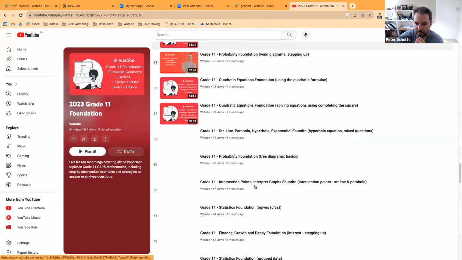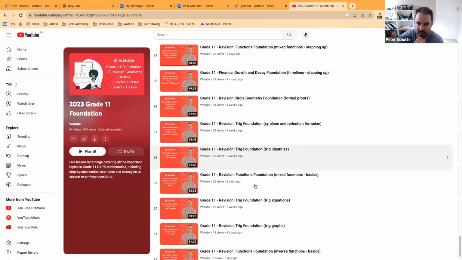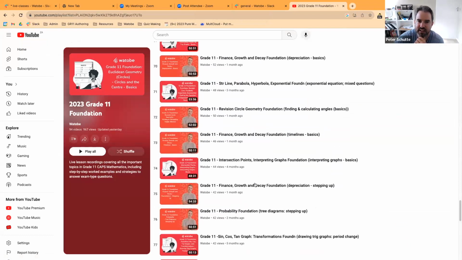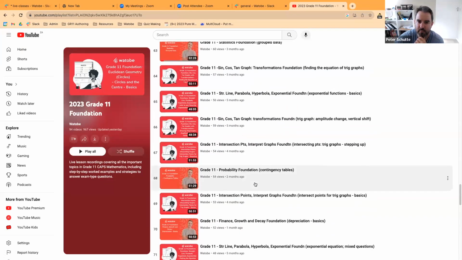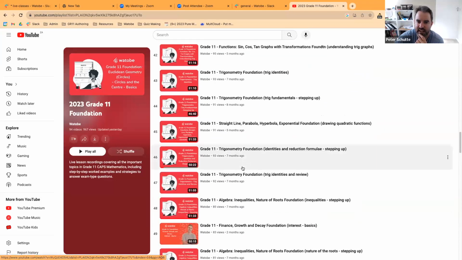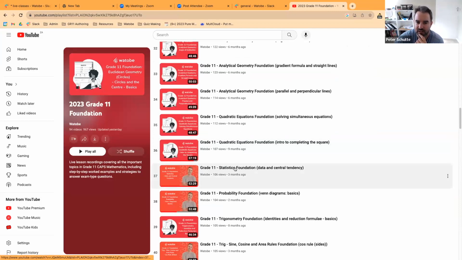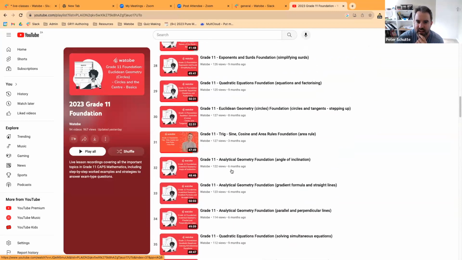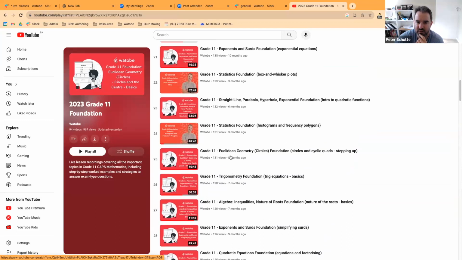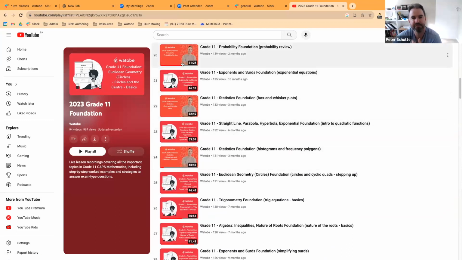And you can look up, say, for example, you want statistics, right? Let's have a look here if we can find some. Okay, this is all the revision stuff recently. There's functions, probability, analytical geometry, trig, statistics. Here we go. So stats, and you can find lots of stats foundation, histograms, and frequency polygons. So don't be afraid to look things up on the YouTube site, is what I want to say to you.